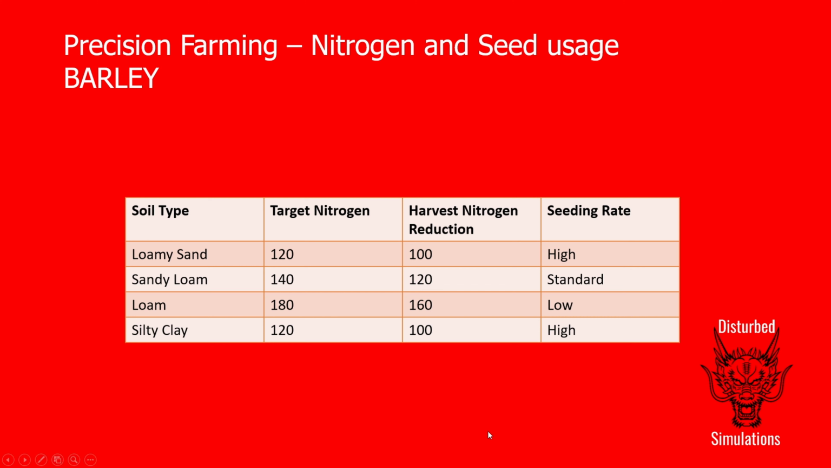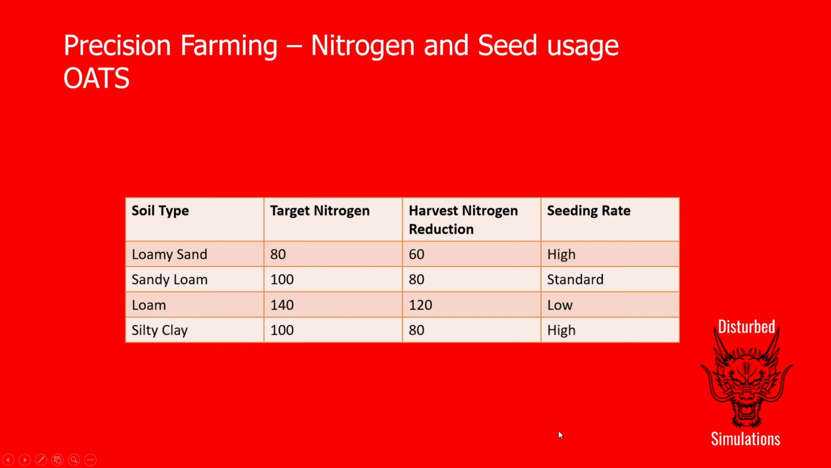Moving on to barley, it needs a little bit less nitrogen and leaves a little bit in the ground. Also has variable rate seeding, and I'm not going to read all the numbers out. They'll be on the screen, and if you want this set of slides, they'll be on my Discord as well as PDF after the video has released.